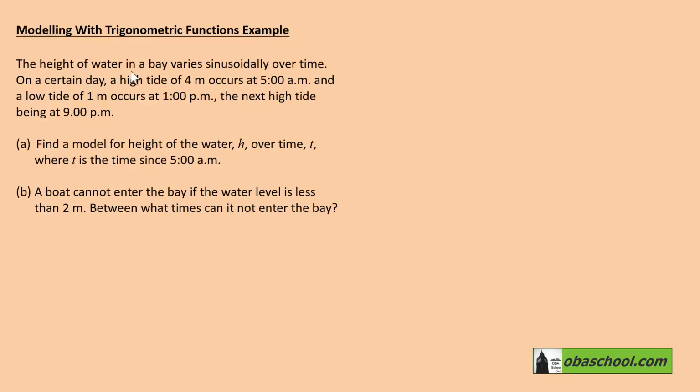The height of water in a bay varies sinusoidally over time, which means it follows the shape of a sine graph. And remember, sines and cosines are the same shape. On a certain day, a high tide of 4 meters occurs at 5 a.m. and a low tide of 1 meter occurs at 1 p.m. The next high tide being at 9 p.m.